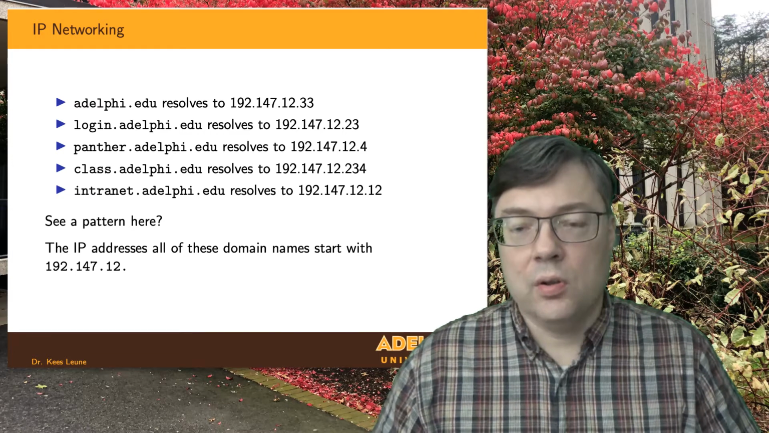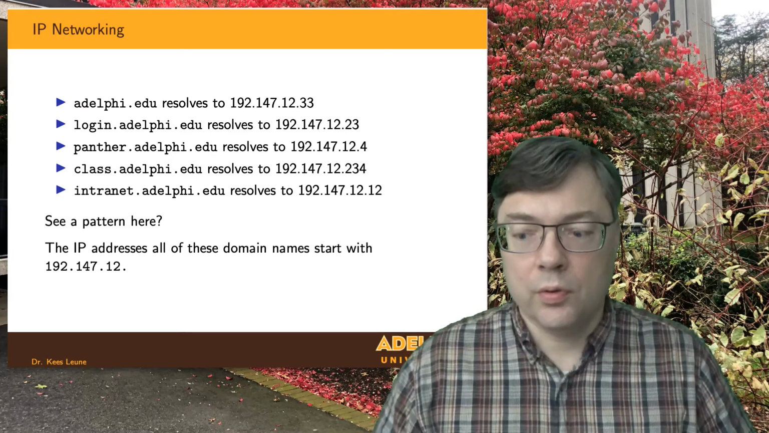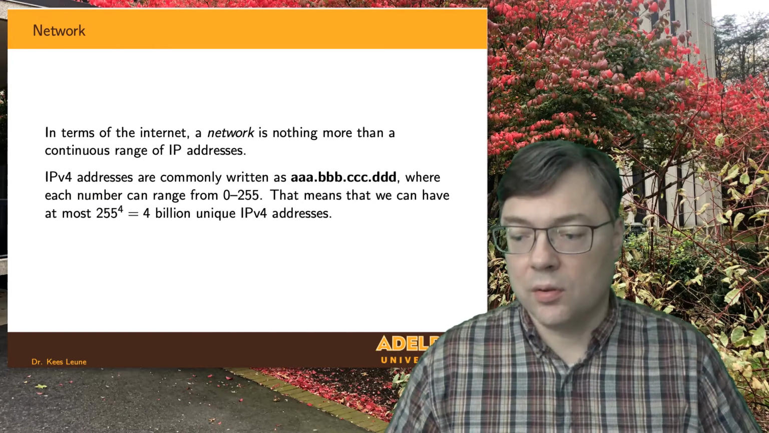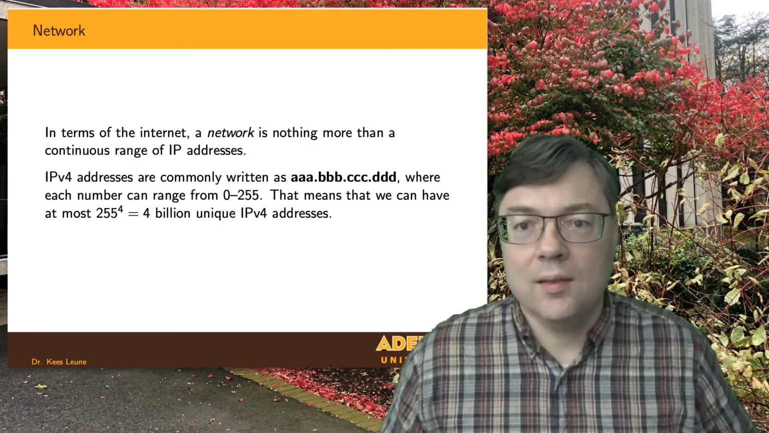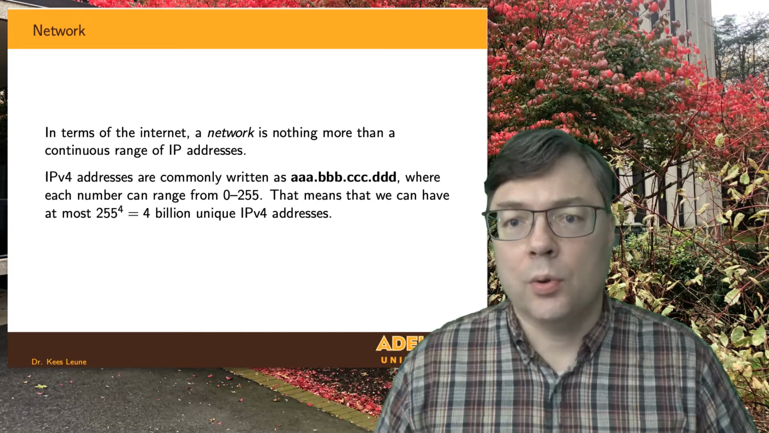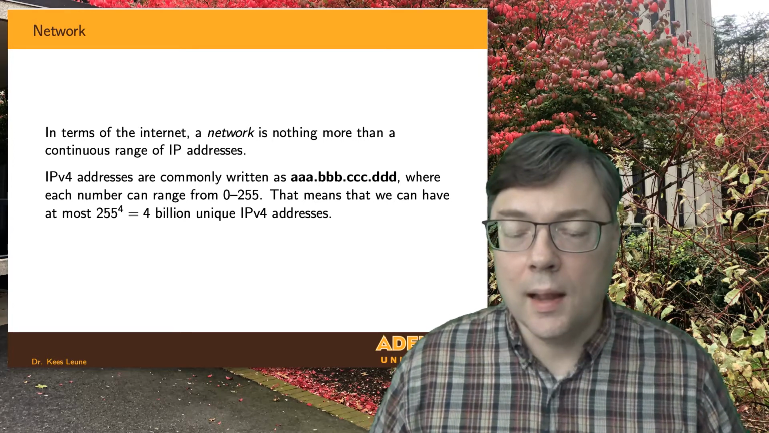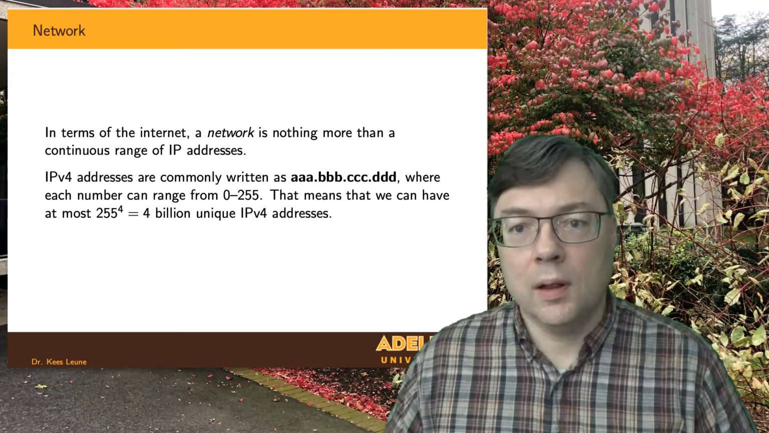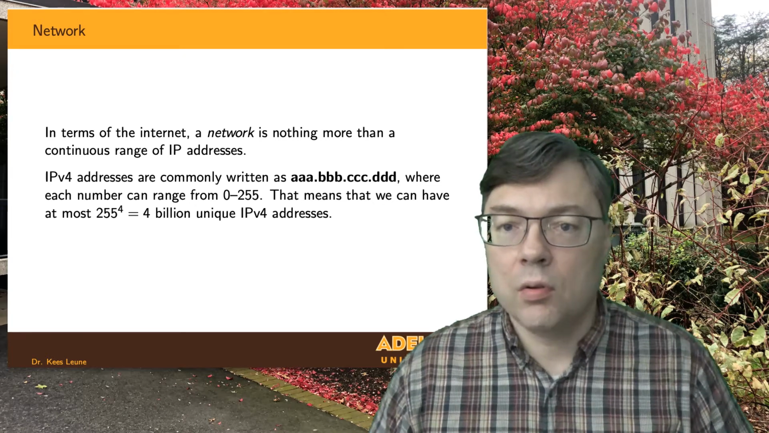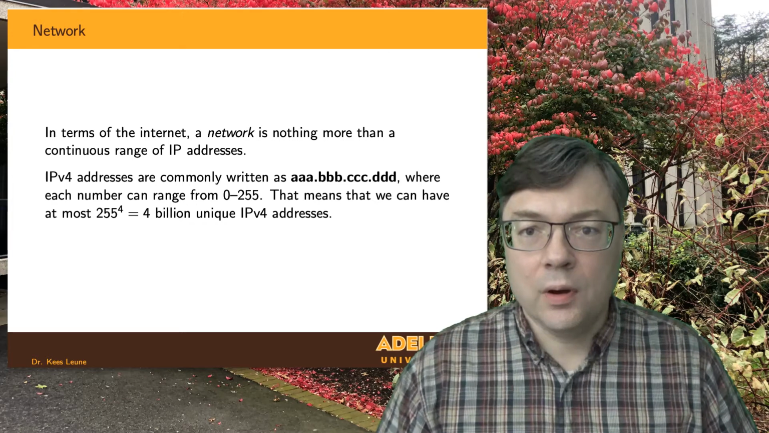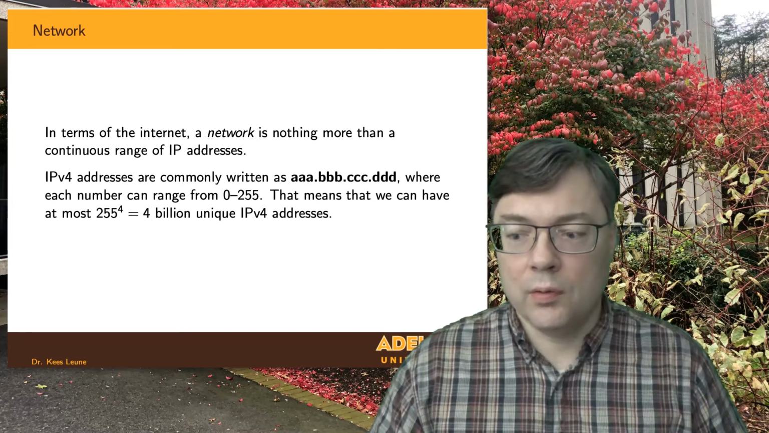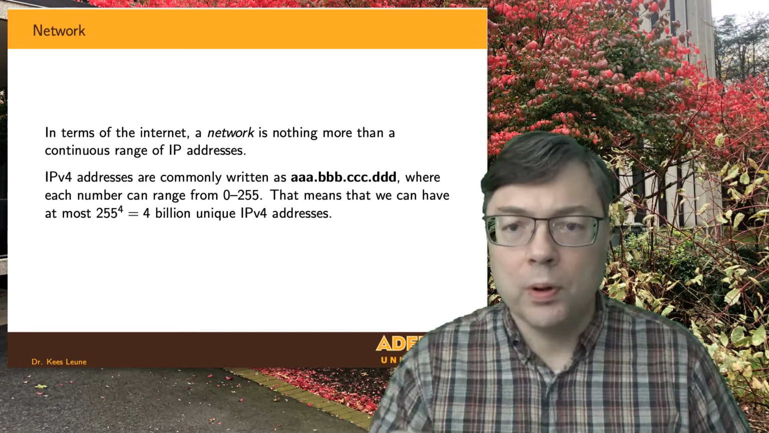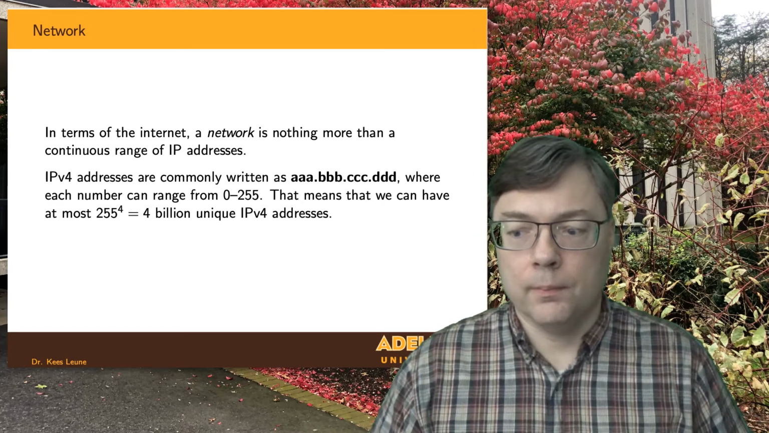All of them start with 192.147.12. And that's not by accident. In terms of the internet, if I talk about a network and what it really is to be a network, it's really nothing more than a continuous range of IP addresses, uninterrupted. So anything, for example, starting with 192.147.12. something is all part of the same network.